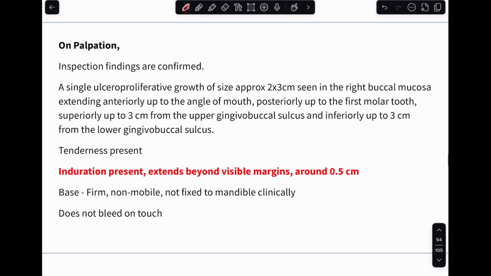Next, we have found that induration is present, which extends beyond the visible margin, around 4.5 centimeters. What is the importance of knowing induration? What is induration? And knowing this number, how will it help us in deciding the treatment planning of the patient?